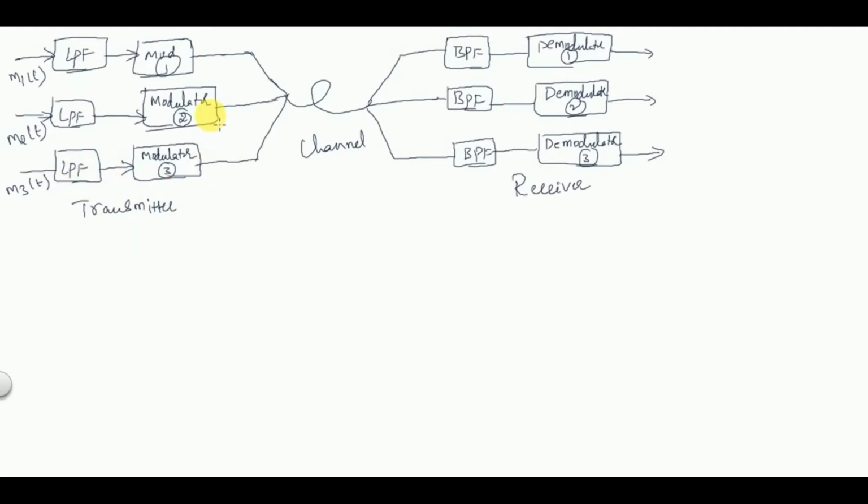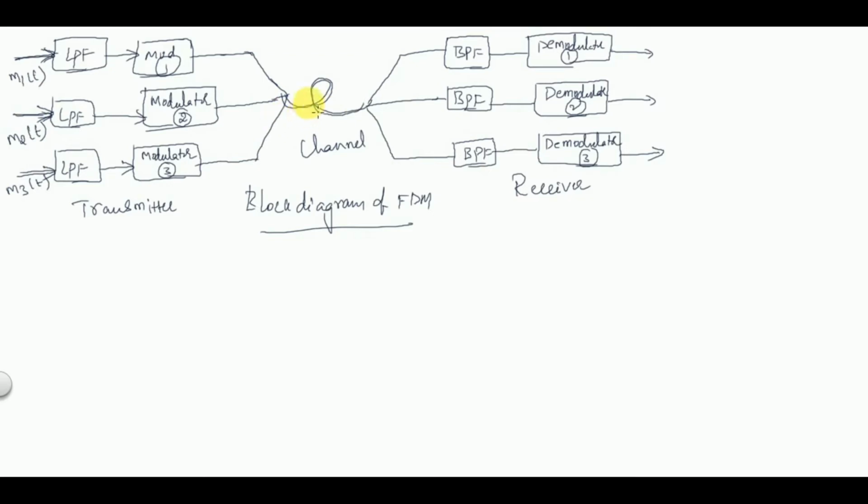So next, this is the basic block diagram of frequency division multiplexing. In this block diagram, suppose I am taking three signals to be multiplexed through the same channel.